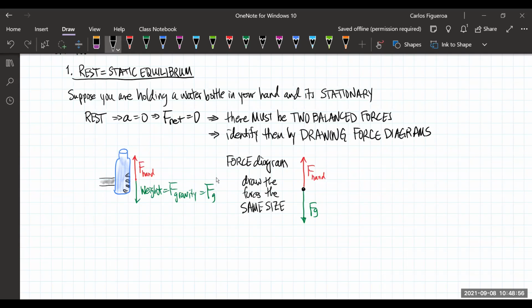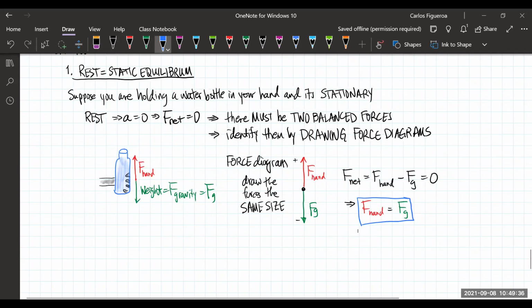So net force tells me what? The only way the net force can be 0, if I call that positive and that negative, is if this is the force of my hand minus the force of gravity. That's the net force of 0. But that's not the way we interpret it. The way we interpret it is, hey, the force of the hand must balance the force of gravity. And this is the way we typically write it. There's a balance of forces between the hand and gravity.